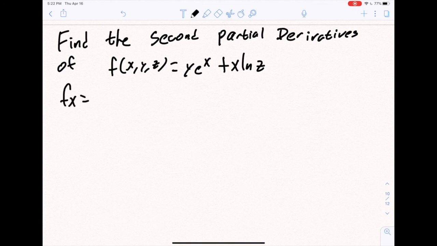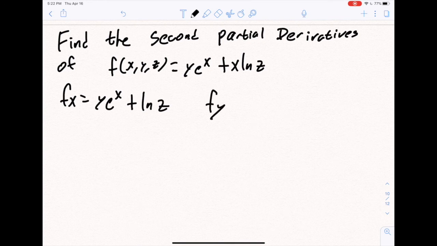fx, the derivative with respect to x, we treat y like a constant. So the derivative of y times e to the x is just y e to the x, plus the derivative of x times natural log of z. Well, remember, natural log of z is just a constant, so the derivative of a constant times x is just that constant. So fx is y e to the x plus ln z.